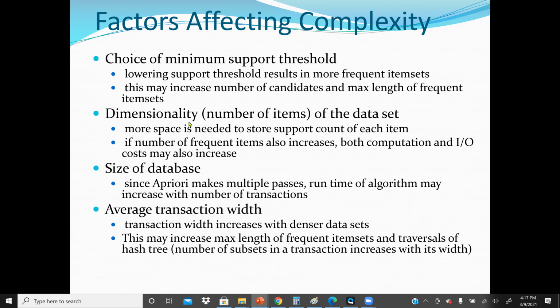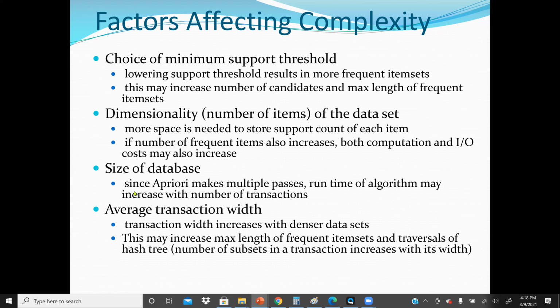Dimensionality is also very important. Dimensionality means the number of items. If the number of items increases, of course, that will make us generate more rules also. So more space is needed to store the support count of each item, so memory usage increases. And if the number of frequent items also increases, both the computation, that is the speed, and the input-output cost may increase, including the memory.